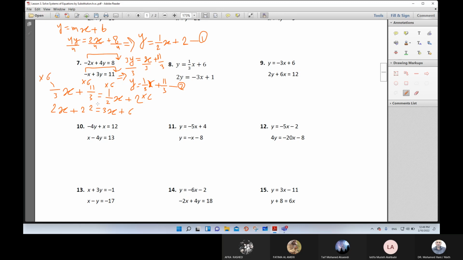Then you can take the x to the next side. We have here 2x minus 3x equals 6 minus 22. Combine the like terms. 2x minus 3x will be minus x, equal 6 minus 22 will be minus 16. Divide the two sides by -1, so x equals 16.